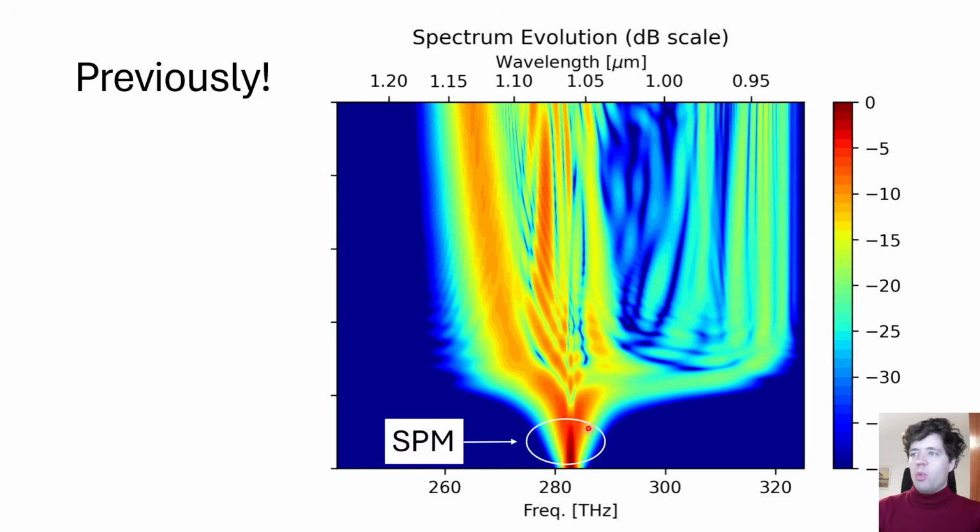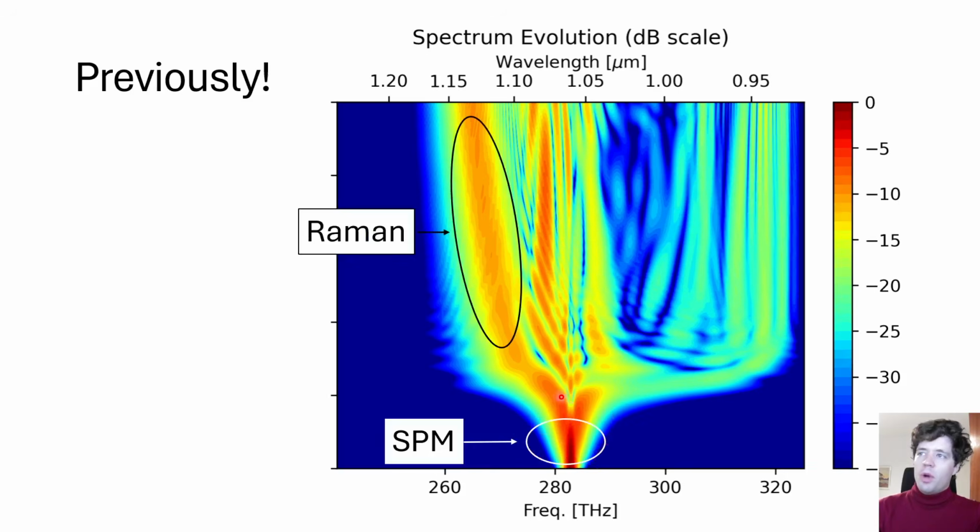In that previous video, we saw that, at least for a particular pulse and a particular medium, the evolution is initially dominated by self-phase modulation, whereupon the Raman effect becomes noticeable and creates a so-called Raman soliton, which continuously shifts its own frequency towards lower and lower values.